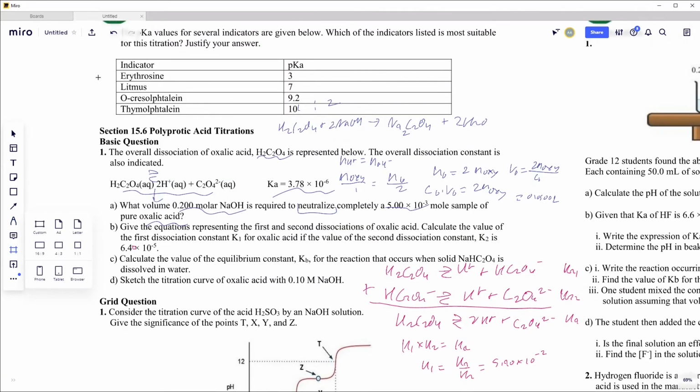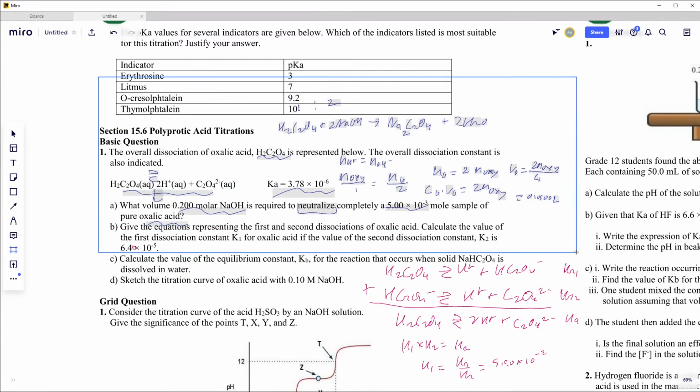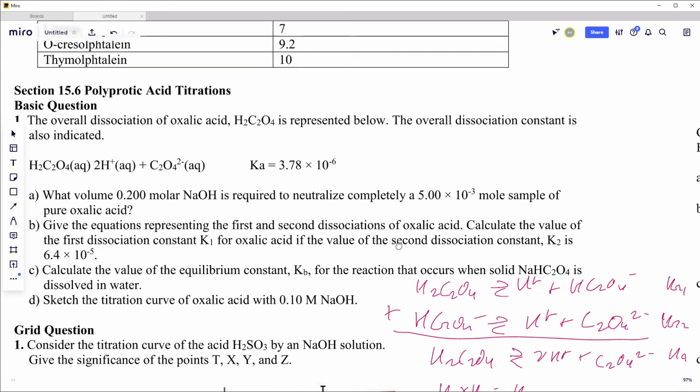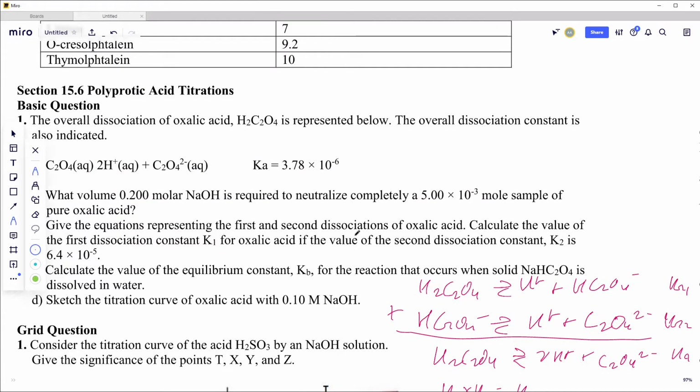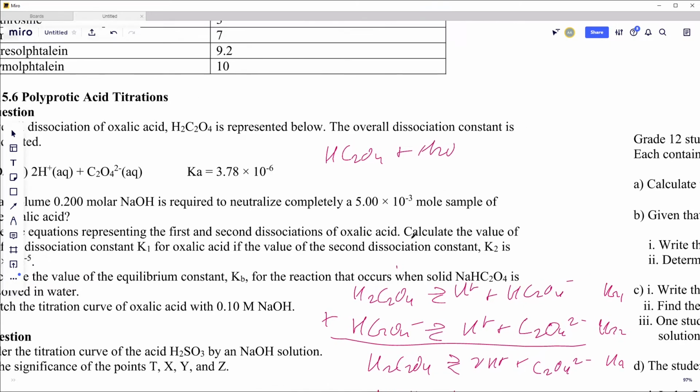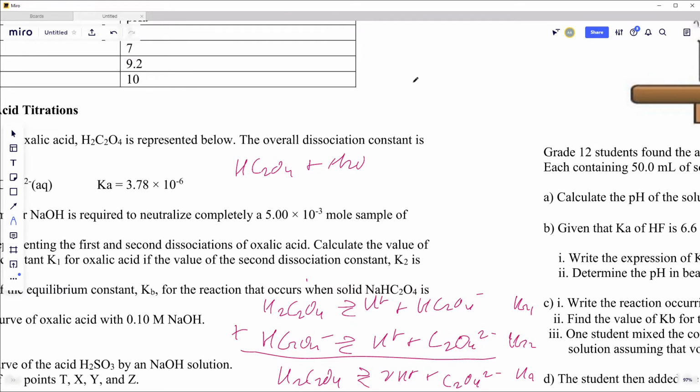To do C, I need space, so I'm just going to erase this. You have a video, so you can always replay. We're asked to calculate Kb when we are dissociating the solid NaHC2O4. I want the important part, not the spectator ions, so I'm going to look at HC2O4 minus. When it reacts with water, it could react either as an acid or a base. Here we're asked for Kb, so we're making sure it behaves as a base. It's going to be a partial dissociation, since none of them are strong acids or bases.